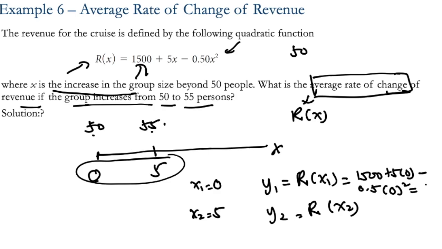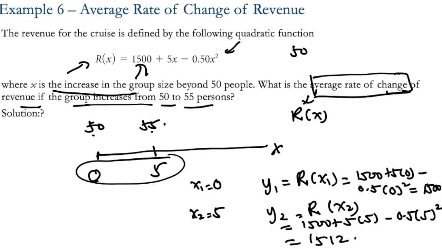Then you get the answer equals 1,500, isn't it? What about y2? If I rewrite it here, 1,500 plus 5 times 5 minus 0.5 times 5 squared. So what do you get here? When you calculate it, you're going to get 1,512.5. So here, class, for the first x, you have y1, which is 1,500.